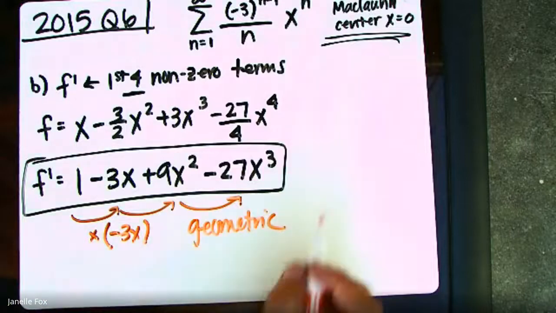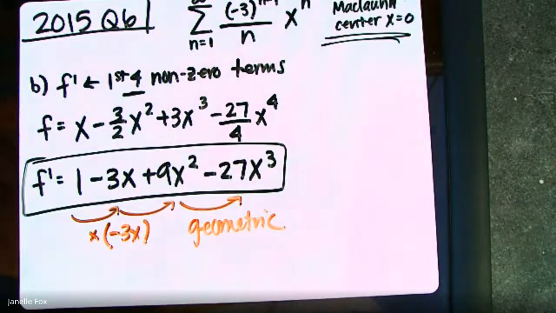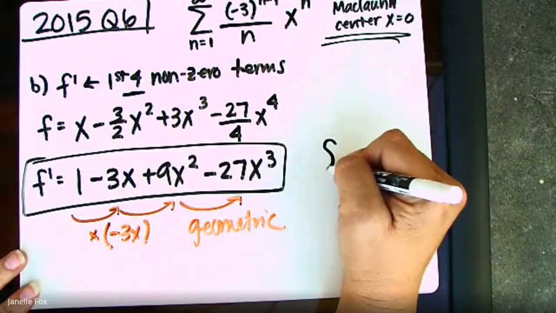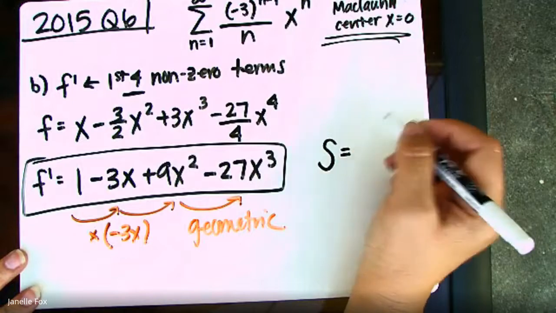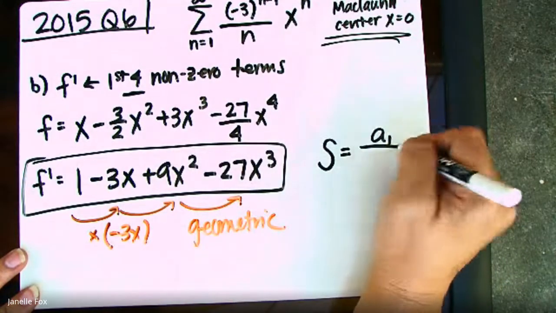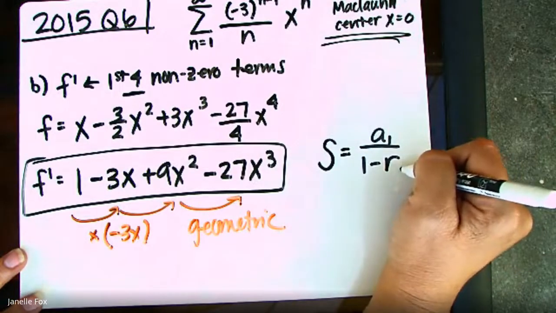Get there safely. Okay, so this is a geometric series. Now, back in the day, and actually in class, we learned that if you have an infinite geometric series, you can rewrite it. A geometric sum is the first term over 1 minus the common ratio, as long as the absolute value of that common ratio is less than 1.